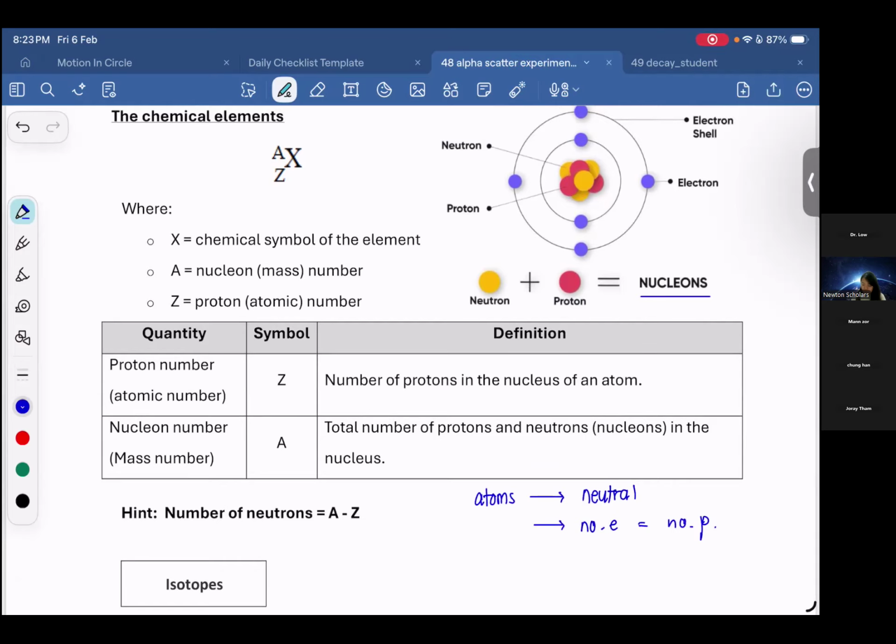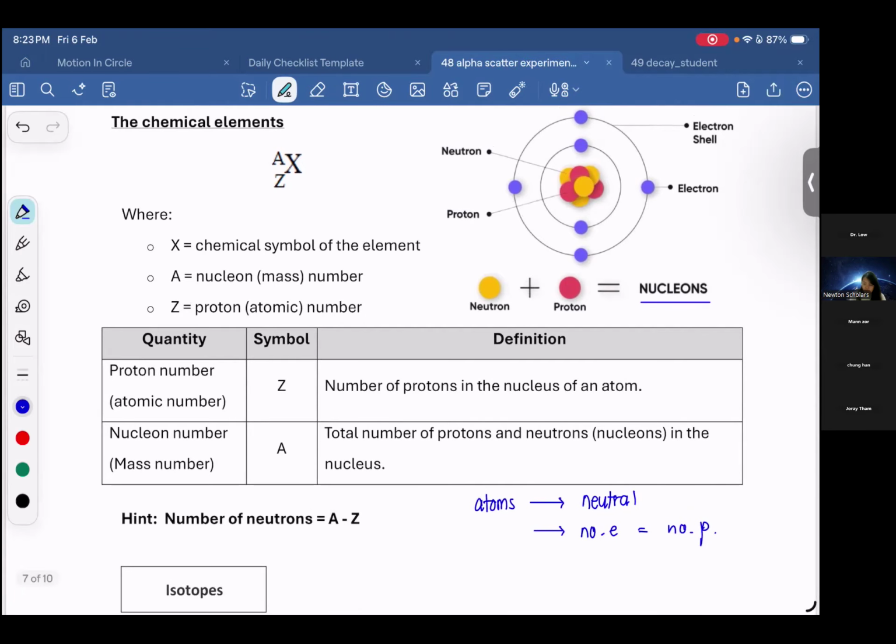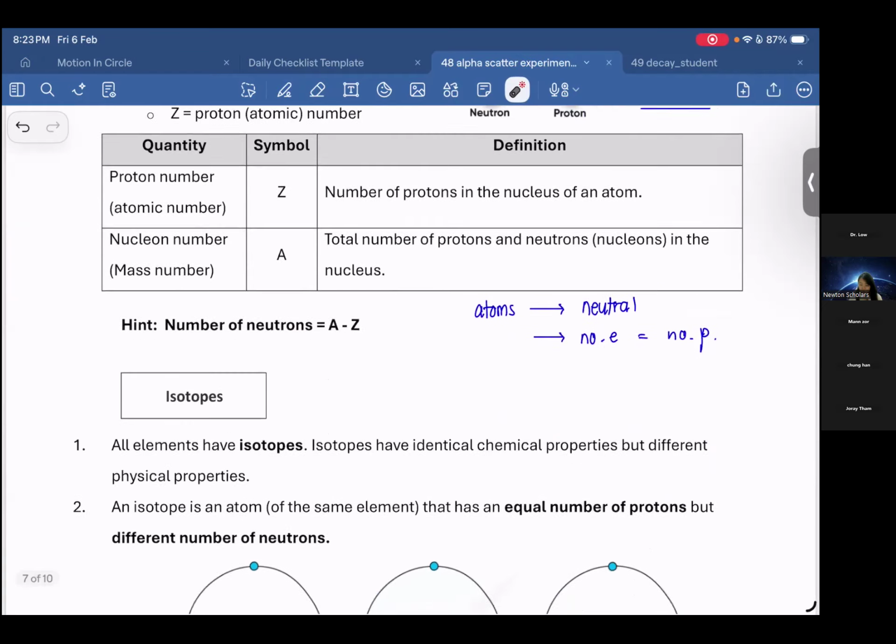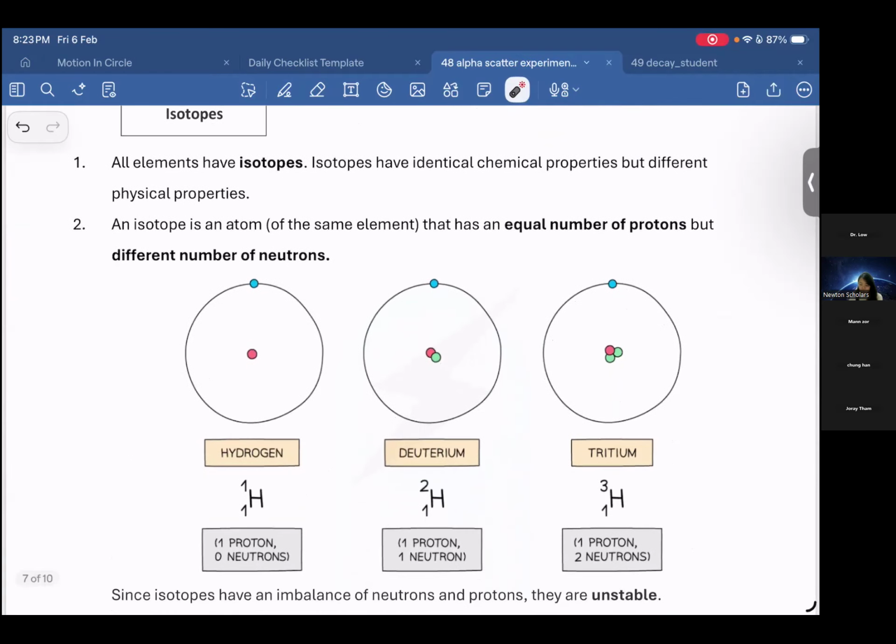Okay, how do we find the number of neutrons? You use the nucleon number minus the proton number, that is the neutron number. I believe that you know this because in Year 11 we did learn about this. Chemistry we are also learning. Okay, so we can go down. Isotopes also, we learned this before.